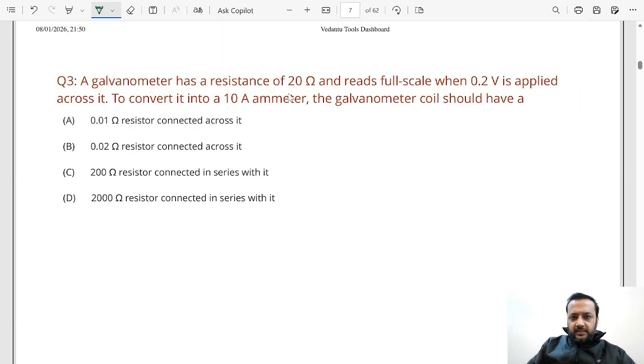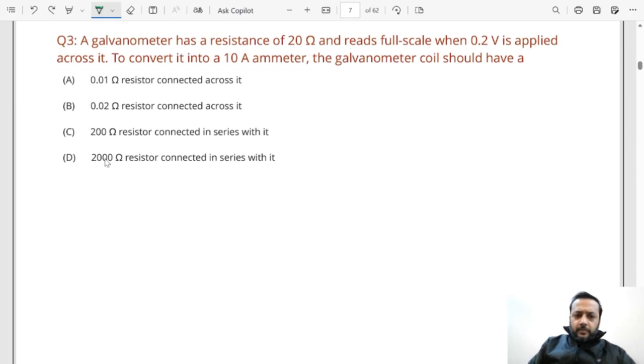The galvanometer has a resistance of 20 ohms and reads full scale when 0.2 volt is applied across it. To convert it into a 10 ampere ammeter, the galvanometer coil should have... So again, this is a question from current electricity. In case you have studied this topic, then you would have definitely done this question, not a very difficult one.